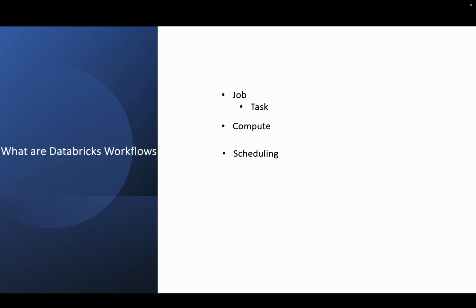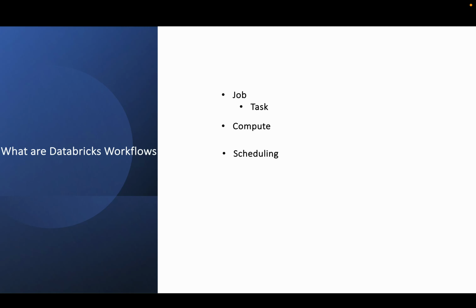Additionally, jobs can be triggered to run when a new file arrives in an external location such as an Amazon S3 bucket, Azure storage or Google Cloud storage. To be able to use this feature, we would require a premium workspace with Unity Catalog enabled.